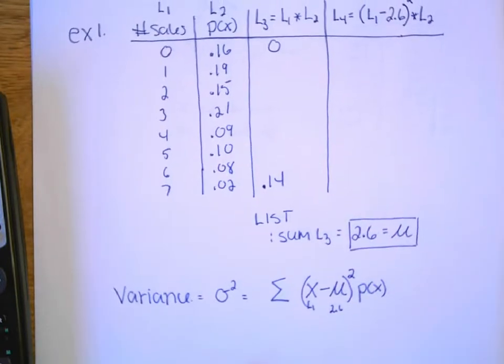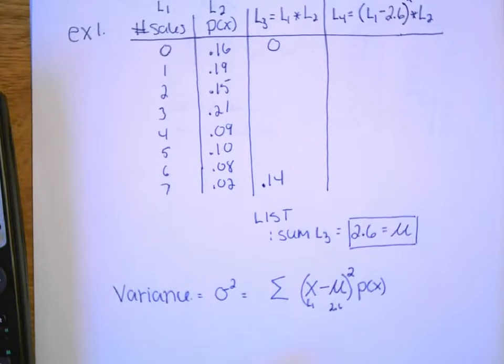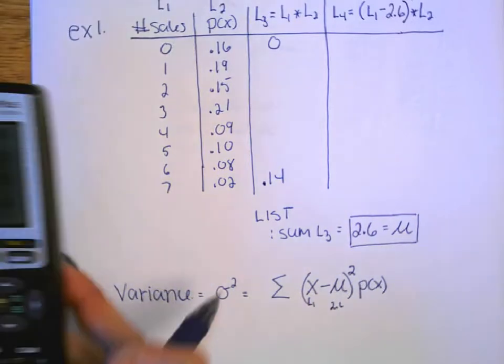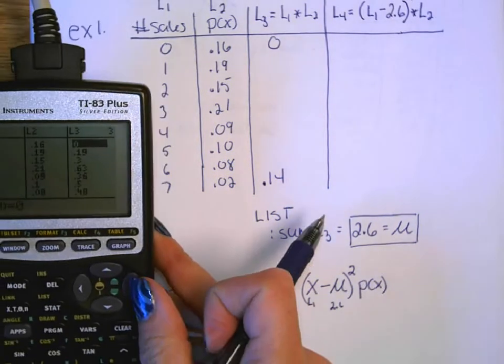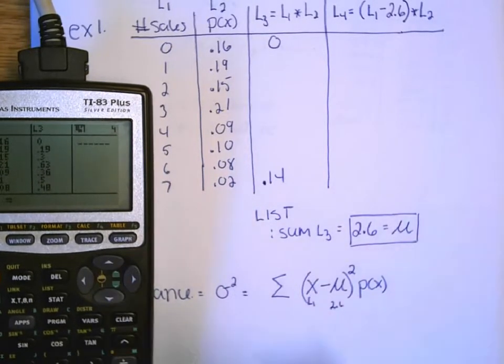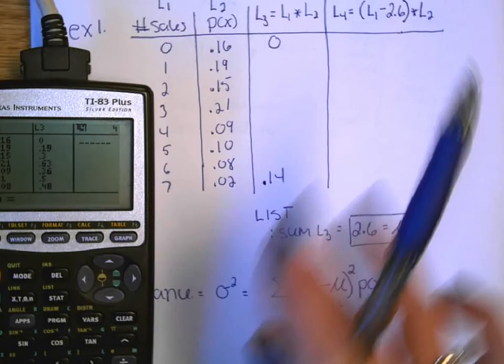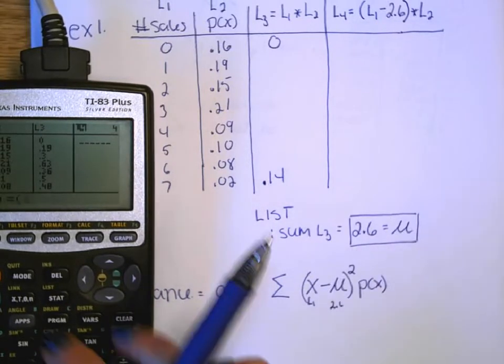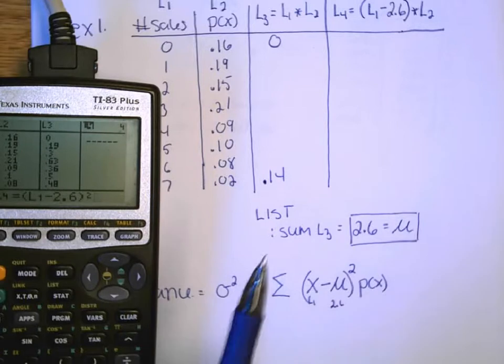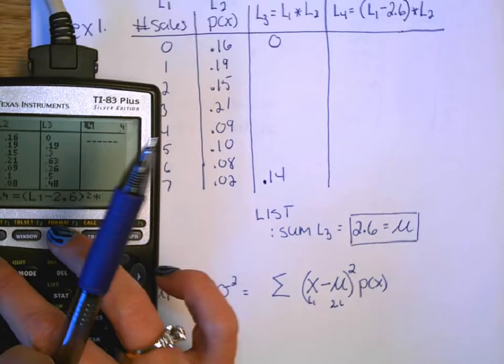Okay, what is variance again? Variance tells you, it's an indication of how spread out the data is. It's the average distance away squared, which is why we do standard deviation, take the square root. So we'll go into Stat or Edit. I'm going to go over to L4 and clear it out. Now I'm going to go back up. Use your parentheses. Take L1, subtract 2.6, square that, multiply by L2.